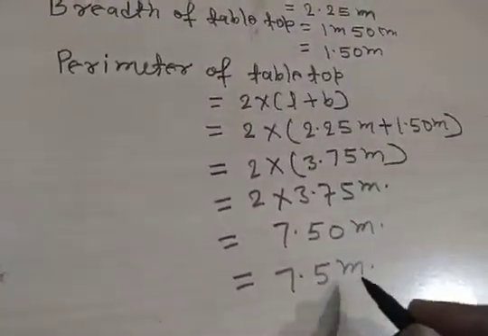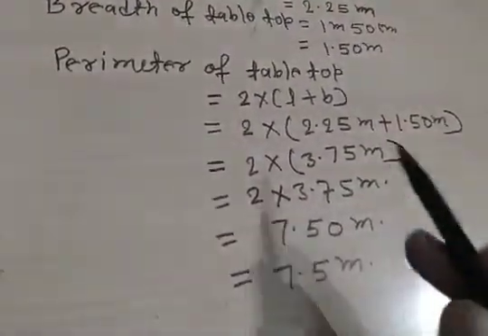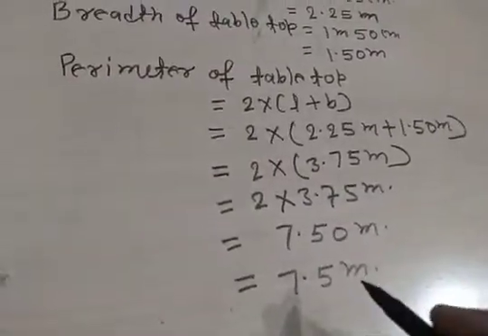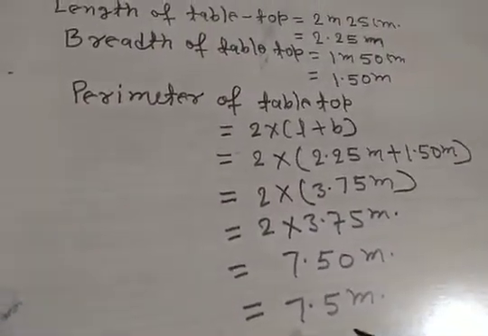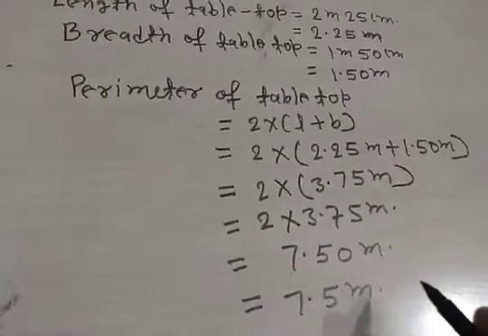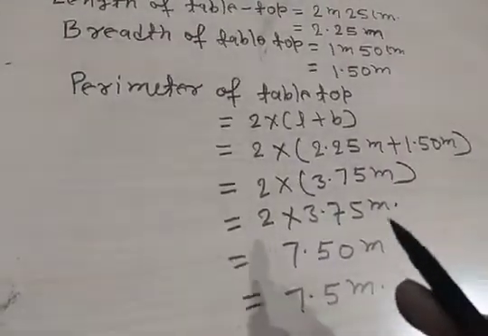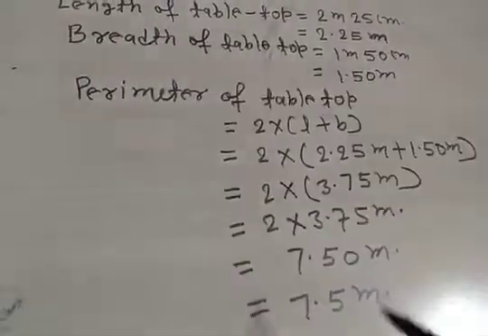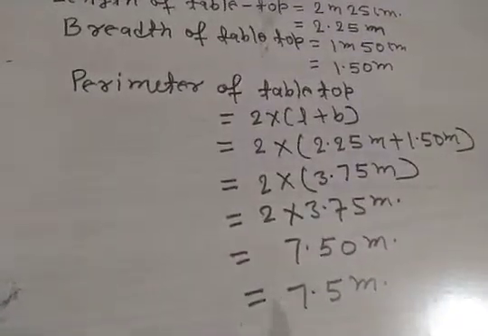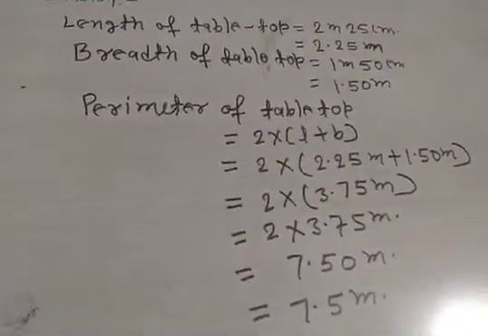Don't be confused. L is the symbol of length, B is the symbol of breadth. So I do not write the full word meter, M E T R E, everywhere, or length and breadth. We usually use L for length, B for breadth, and M for meters. So I hope all of you understood this question.